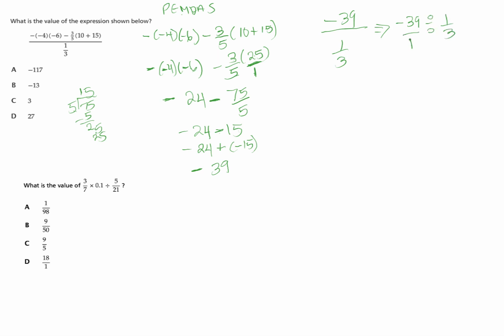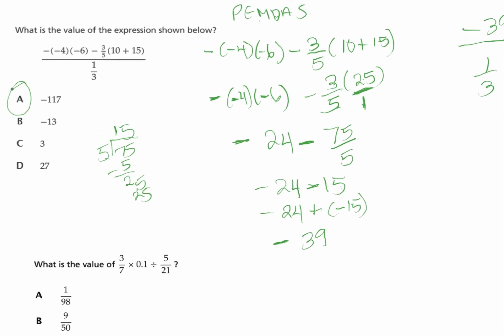So if you watch my video, you're going to see that when I have to divide fractions, I do this thing called the butterfly method. I'm going diagonally, I'm going to multiply. So a negative times a positive is a negative. And 39 times 3. 3 times 9 is 27. 3 times 3 is 9, plus 2 is 11. Over, and then this would give you your denominator. 1 times 1 is 1. So your answer is negative 117. So your answer is A.